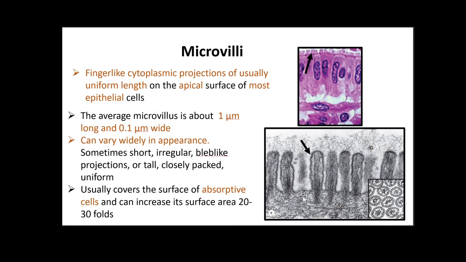When we look with electron microscopy, you can see these cytoplasmic projections. These are the microvilli. This is a nice picture where you can see them all similar. They're about 1 micron in length and about 0.1 micron in width. So they're really tiny structures. And you can see here in this electron microscopy how they look like finger-like projections. But there is a variation in their shape.